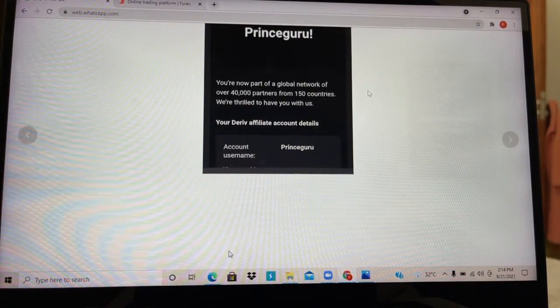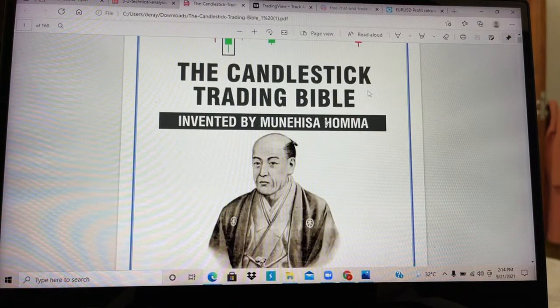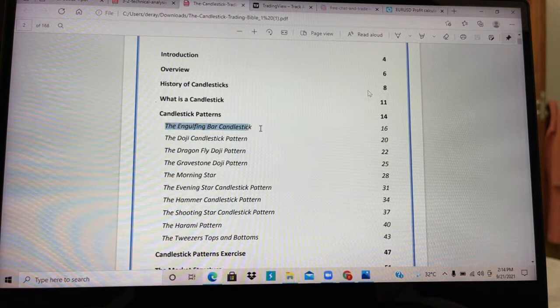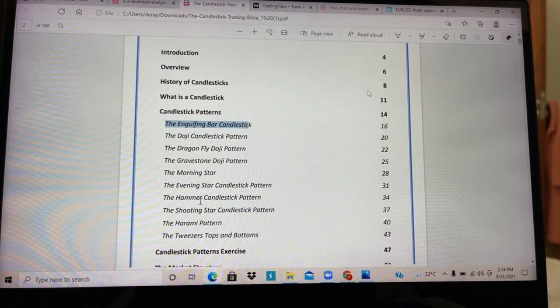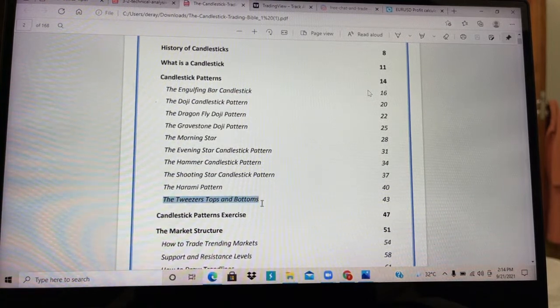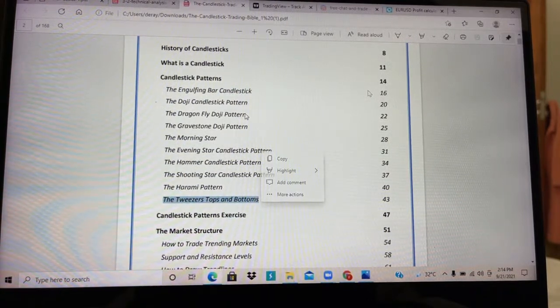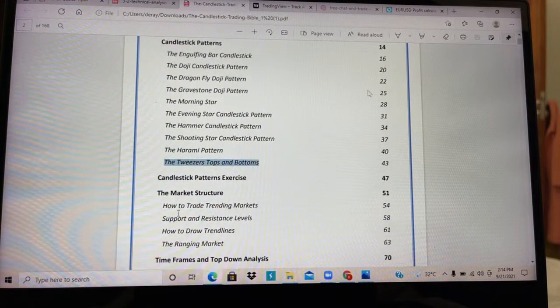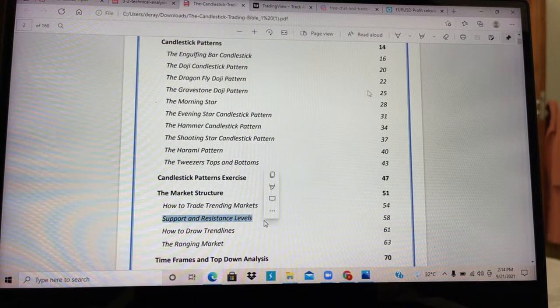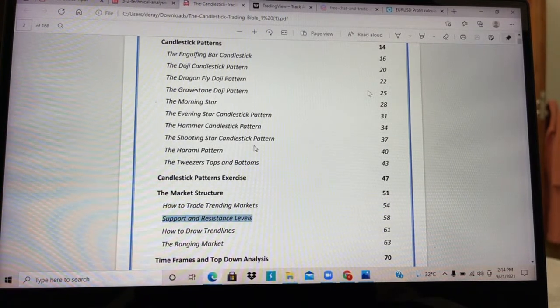All right, so let's see what we're going to be covering for today. So we did the engulfings, the bars, and then the tweezer tops and bottoms. We also did a little bit about support and resistance levels. So we have a few more of these candles to go through for sure.